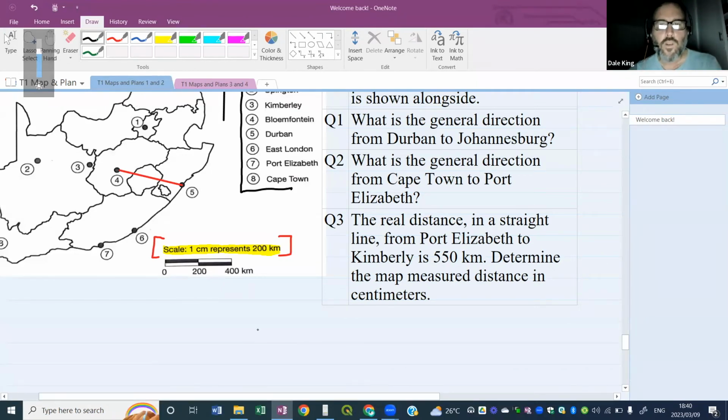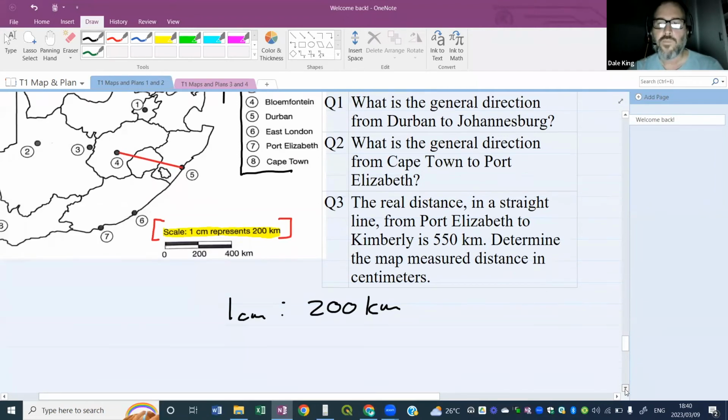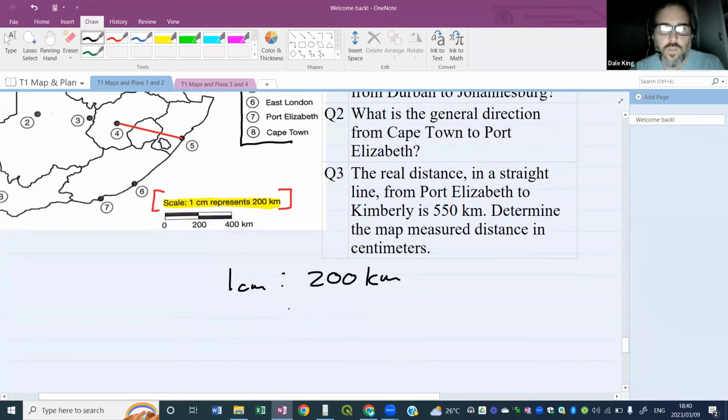Okay, so we got 550 kilometers. We know that 1 centimeter is 200 kilometers. So what I want to know is how many 200 kilometers do I have in my 550? Because each 200 kilometers is 1 centimeter. So I'm going to take my 550 and cut it up into 200 kilometer pieces.